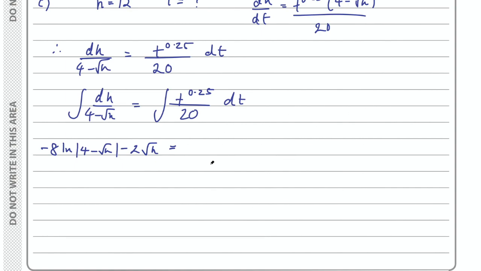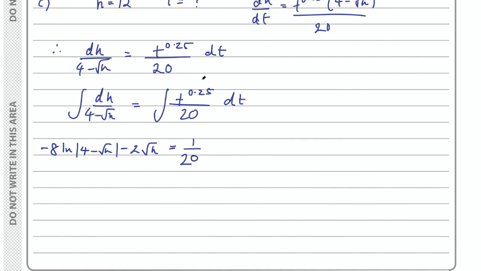I'm going to include it on the right, and then we want the integral of t to the power of 0.25 on 20. Well, think of that 1 on 20 as a constant out the front. We can effectively ignore that, and then we're taking the integral of t to the power of a quarter. Well, add 1 to it and divide.